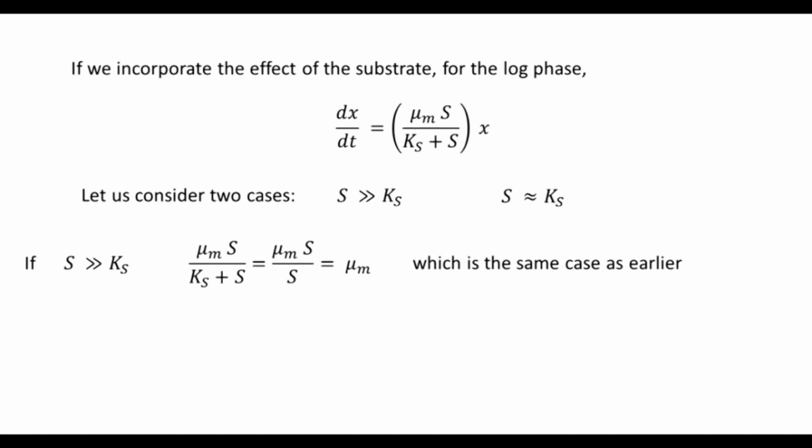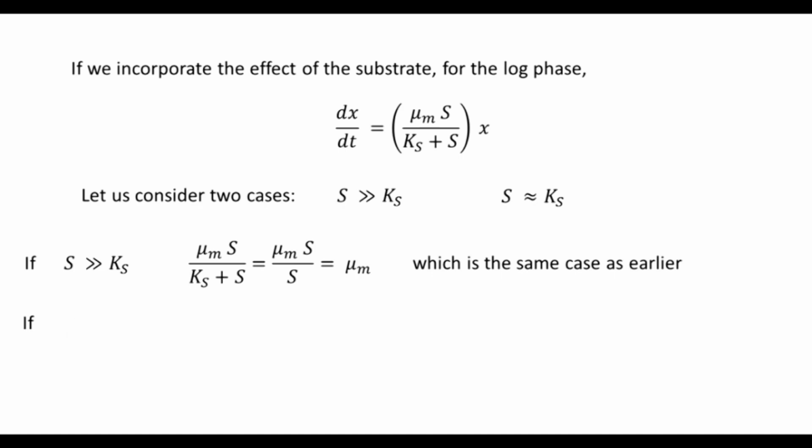Only thing is that instead of saying dx dt equals mu x, we could directly say dx dt equals mu m x. We had actually tacitly assumed so earlier, even in our earlier analysis, but here we can very confidently say that this is mu m times x. It is the maximum specific growth rate.